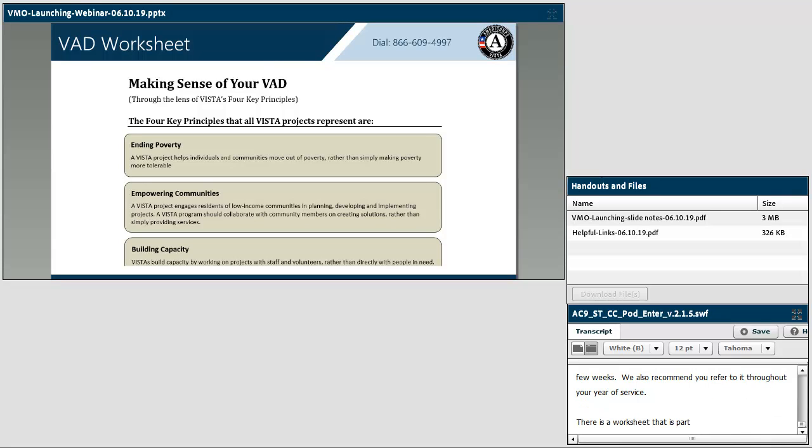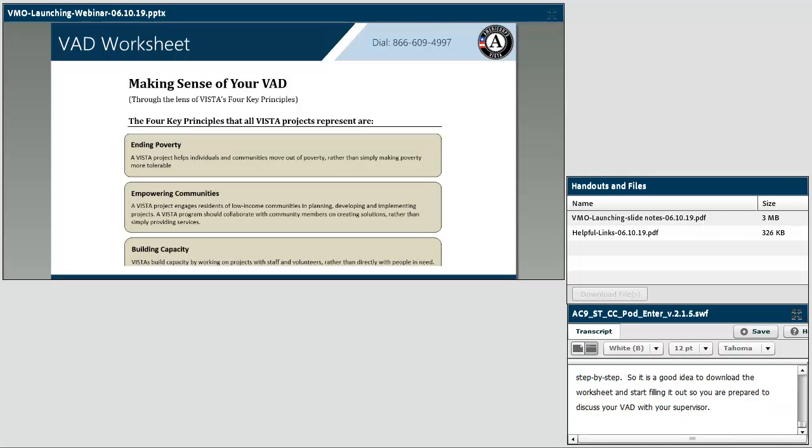There's a worksheet that's part of the early service coursework on the VISTA campus. It's on that Starting VISTA page. This VAD worksheet can help you tease apart the various elements of your VAD, and it provides a nice framework for you and your supervisor to discuss your tasks step by step. So it's a good idea to download the worksheet and start filling it out so that you're well prepared to discuss your assignment description with your supervisor.